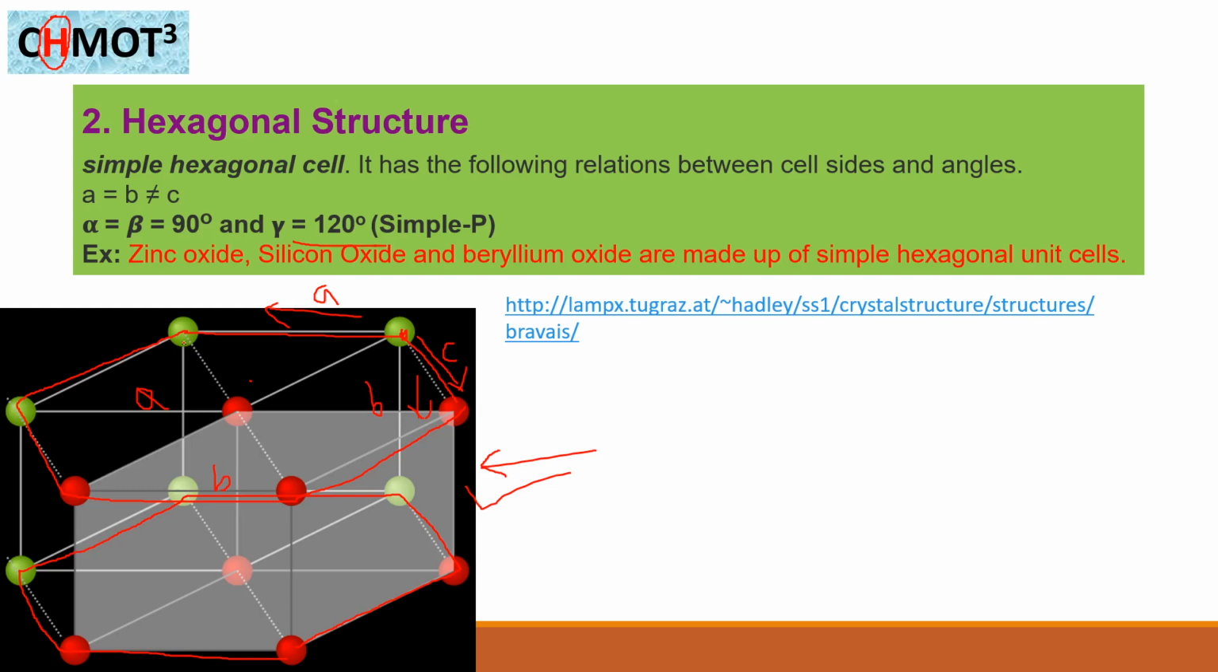Okay, if we consider this angle, it indicates 90 degrees. Again, if we calculate this angle, it indicates 90 degrees, but this entire angle shows 120 degrees. This is the first angle, this is the second angle, and this is the third angle. This angle indicates 120 degrees, and this is the P type of crystal structure, or primitive cell.